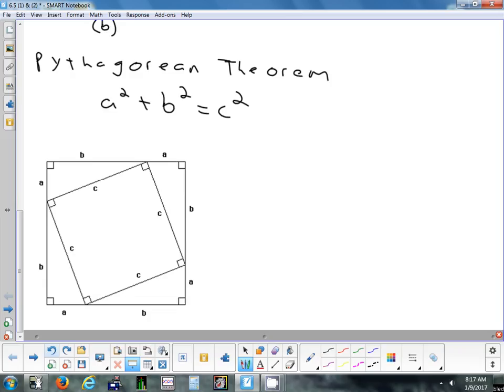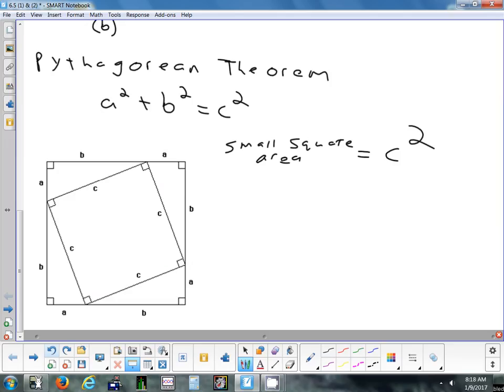Actually, let's start with finding the area of the small square, the one inside. What's the area of that small square? I'll put it in green. The area of that is just c squared, right? Just c times c. So small square area is c squared. Everybody agree with that?